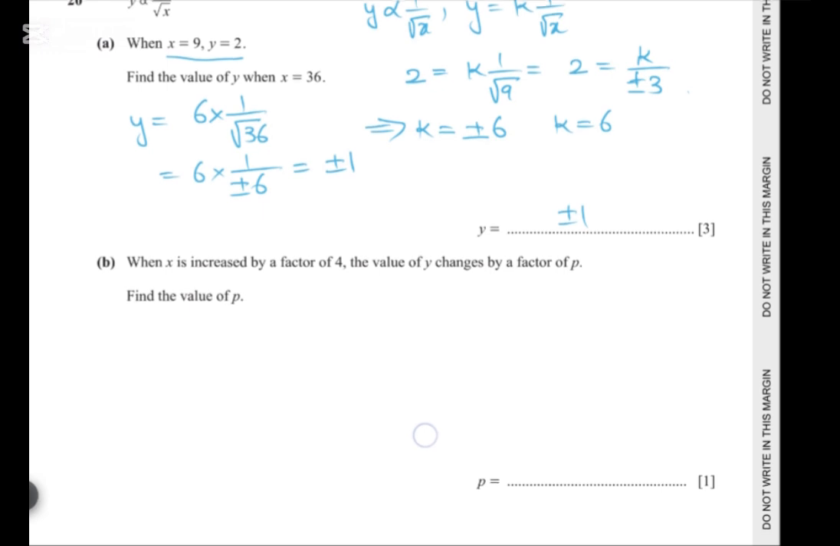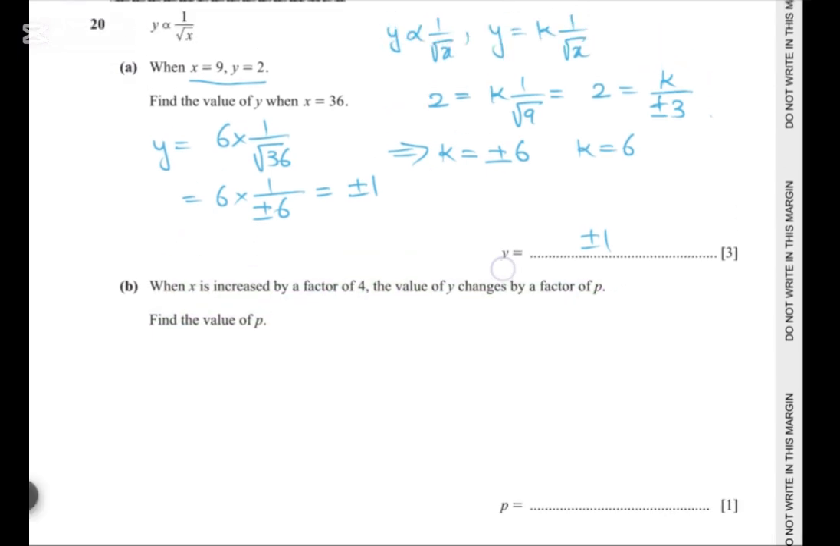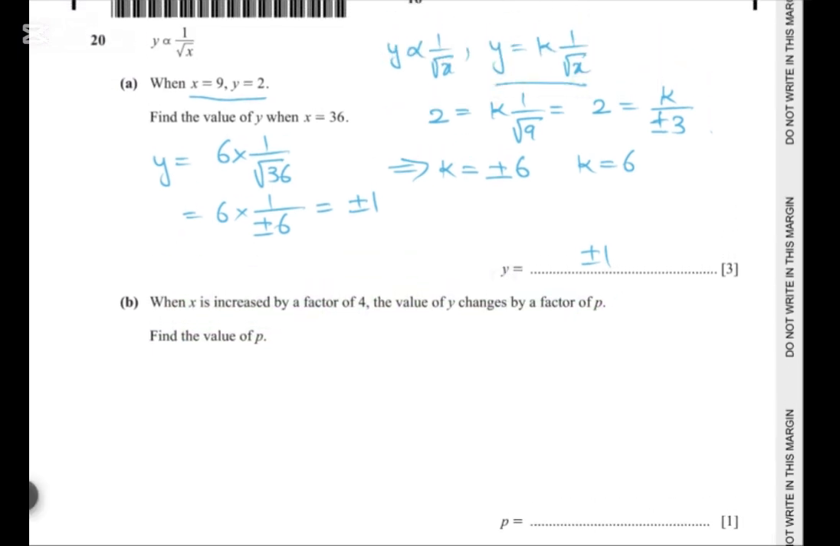Question B. When x is increased by a factor of 4, the value of y changes. x is increased by the factor of 4. The value of y changes by the factor of p. Find the value of p. So let us write the equation which we made here, this one. p into y is equal to k into 1 by root of x into 4. So the k value we have to write.